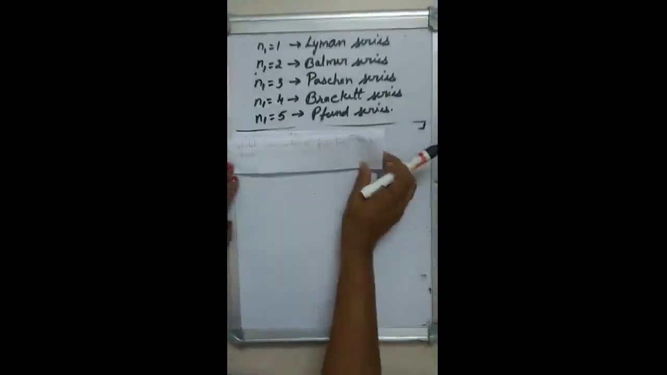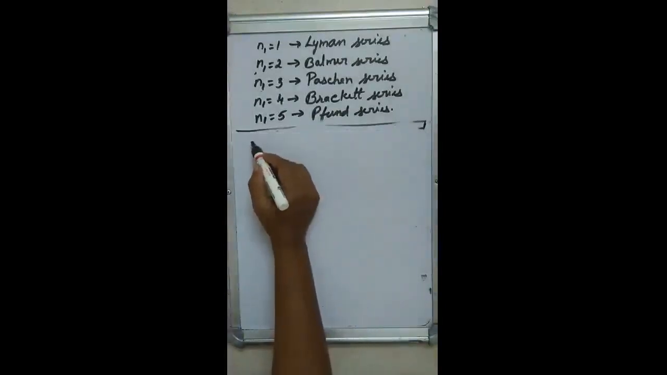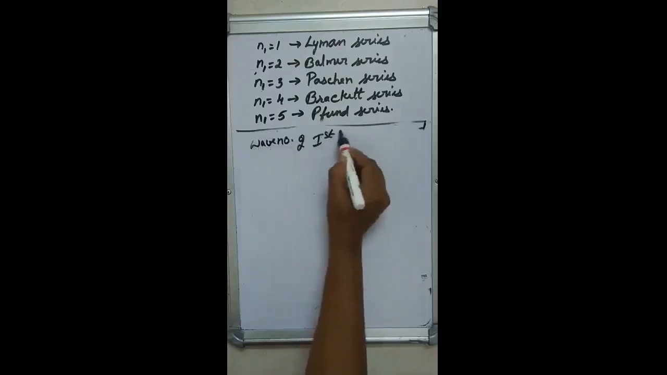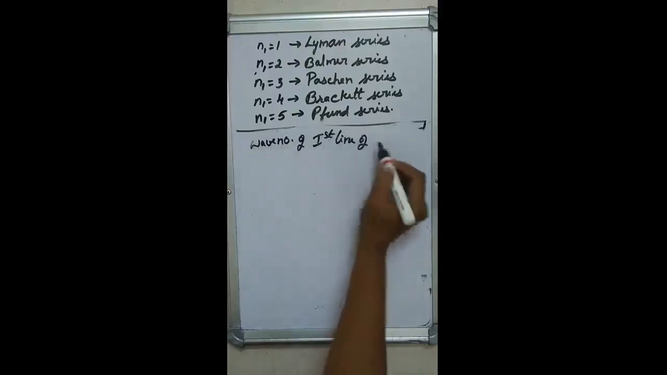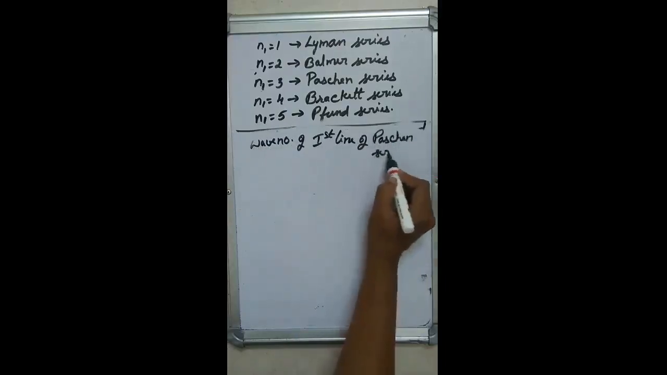Second problem: calculate the wave number of the first line of the Paschen series. Calculate the wave number of the first line of the Paschen series. Okay, the question asked is: calculate the wave number of the first line of the Paschen series.